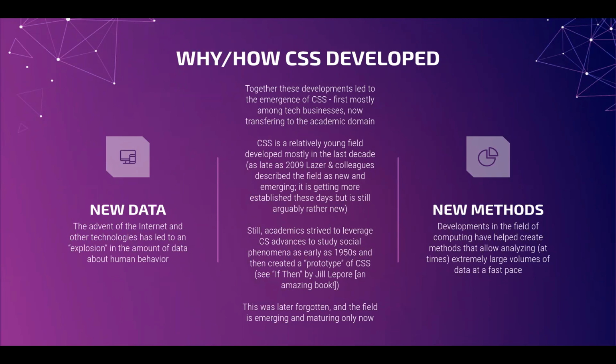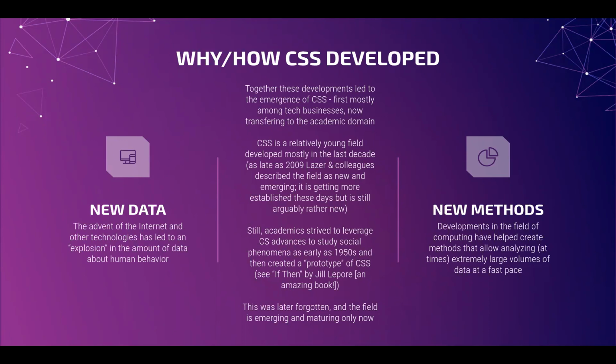And there were developments in the methodological part. Developments in the field of computing gave great methods that allow analyzing extremely large volumes of data at a very fast pace. Fifty years ago, the amount of data one can analyze just using a laptop, or maybe even the processing power of your phone, would have needed big rooms where computers were standing, and one computer would take up a whole room and still be much less powerful than your laptop. Together, these developments set the background for the emergence of computational social science.